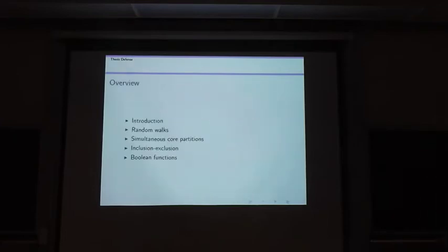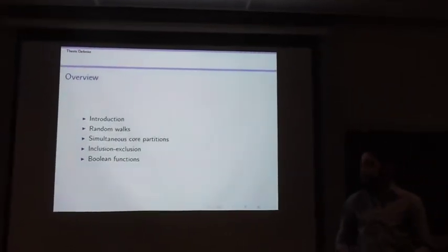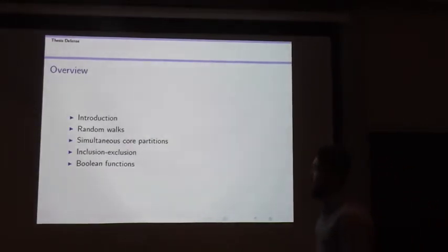So first, just a little overview. I'm going to start out with an introduction about what I mean by experimental math, and then I'm going to do random walks, and then core partitions, which is the bulk of my thesis. Then I'm going to do a little bit of using inclusion-exclusion methods on some existing problems. And then I'll finish with Boolean functions.